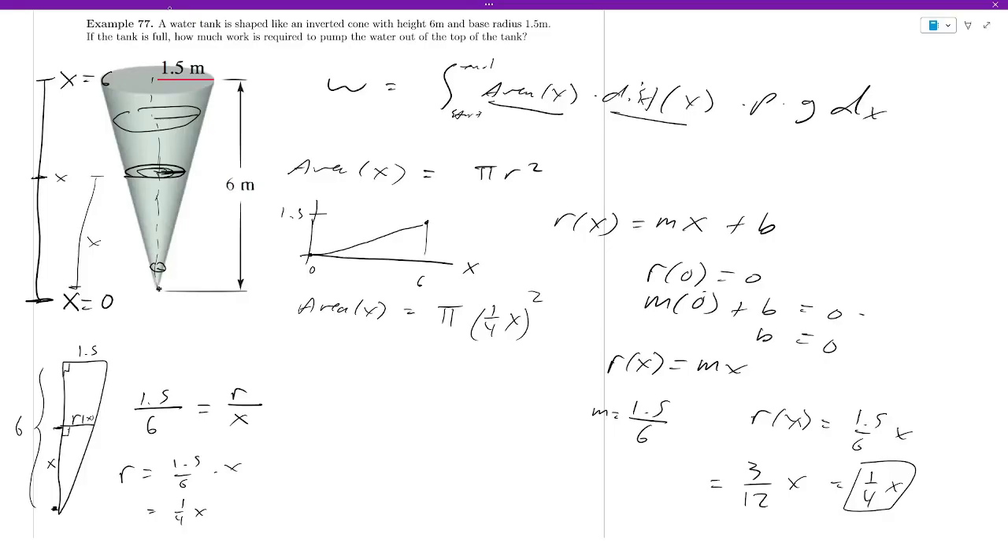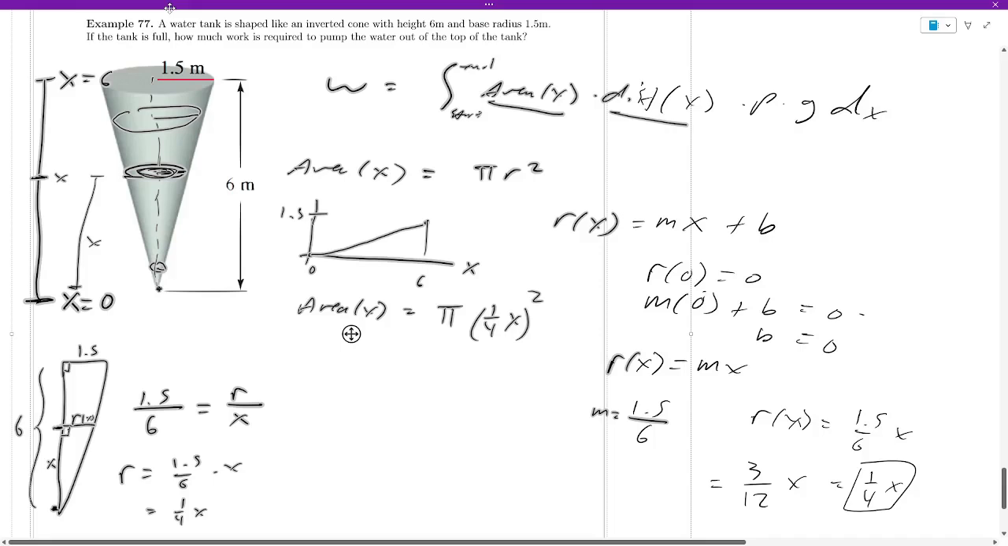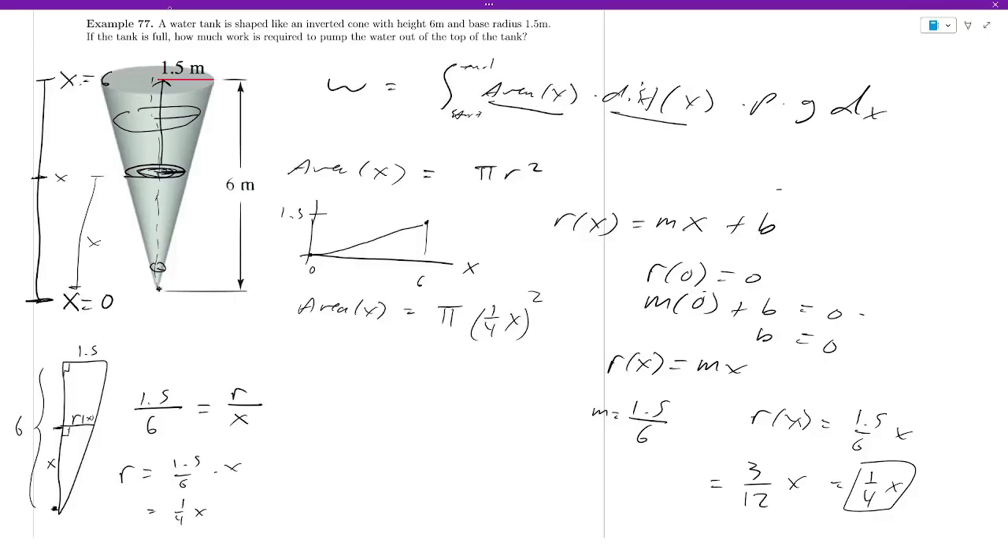The slice here is sitting at position x, right? This distance is x. How far does that slice have to move to get out? It's got to move that far to get out. So however far that is, I'm just going to label that d. That's the distance I have to go. I don't know what it is yet, but I can call it d.